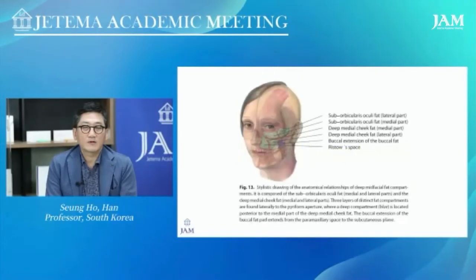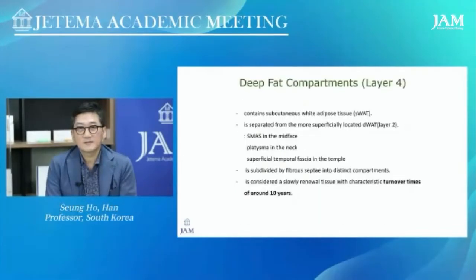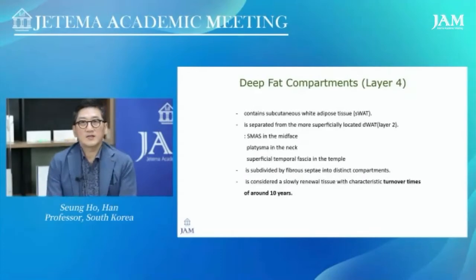Layer 4, the deep fat compartment layer. In some species this compartment has space, while in others the position is that they have fat tissues. These fat compartments have an atrophic process with aging. So this layer is the major target for clinicians in facial augmentation. And another point is that the turnover time of this layer is around 10 years, relatively longer than layer 2.